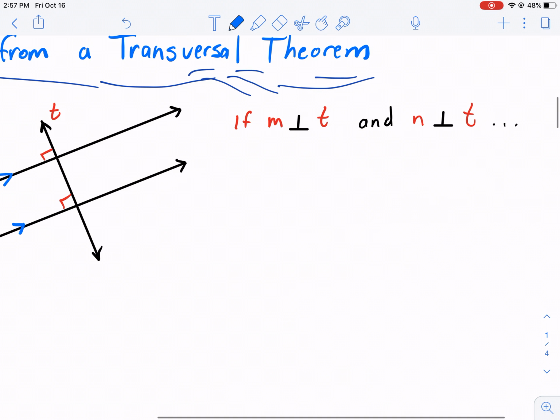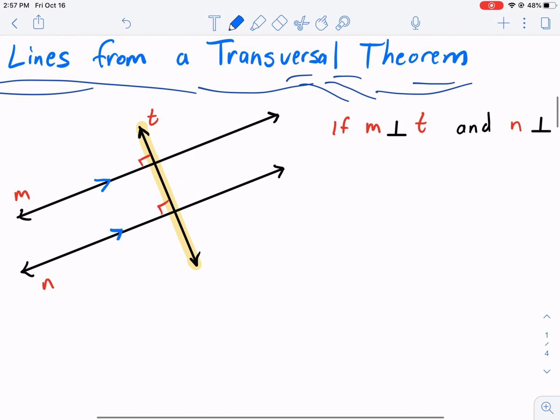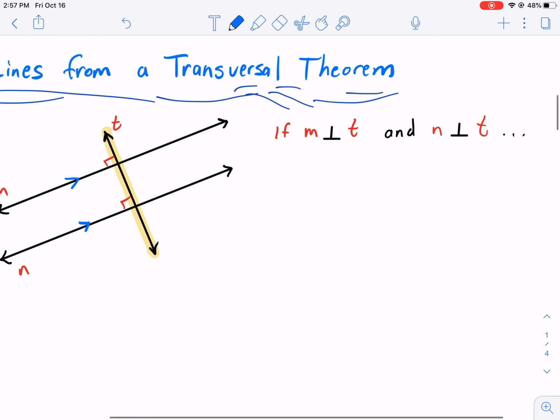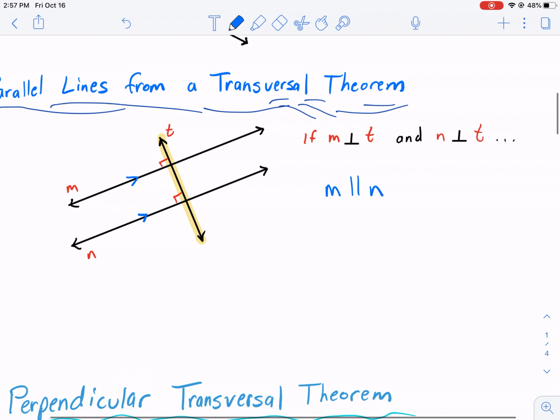So if they're both hitting a certain line, in this case a transversal labeled T, at the same angle, then it must be that those two lines are parallel. So we're going to say M is parallel to N. Okay, that's our second one.